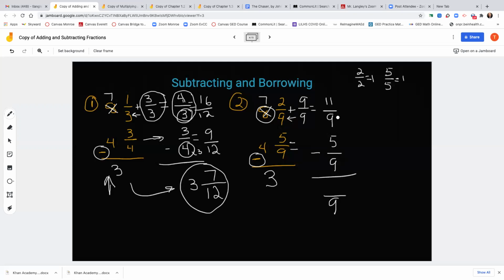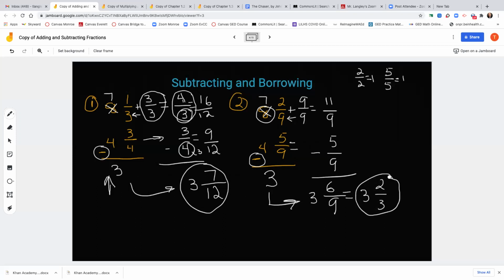So 5 from 11 is 6, right? That's right. I can see already I'm going to have to reduce. Here's my 3 that I'm going to bring over here. 3 and 6/9, and 3 goes into both my numerator and denominator. 3 goes into 6 twice. 3 goes into 9 3 times. That's my final answer. That's subtracting and borrowing.